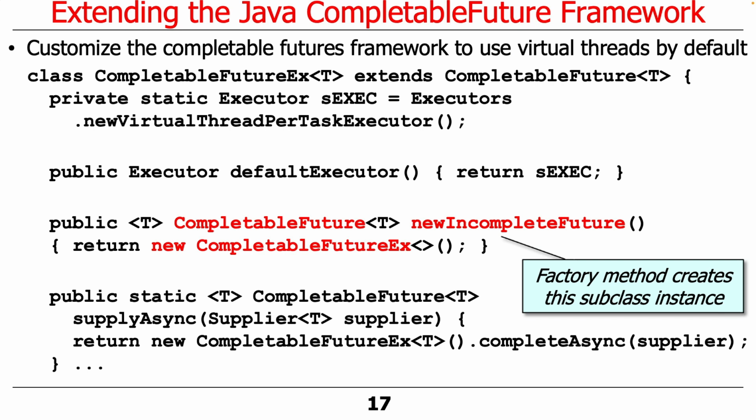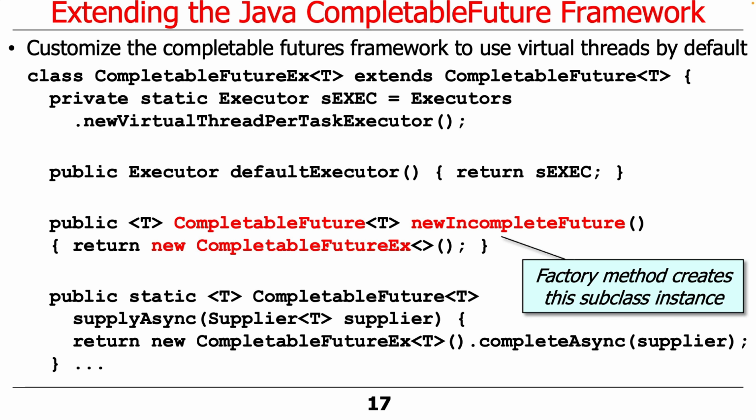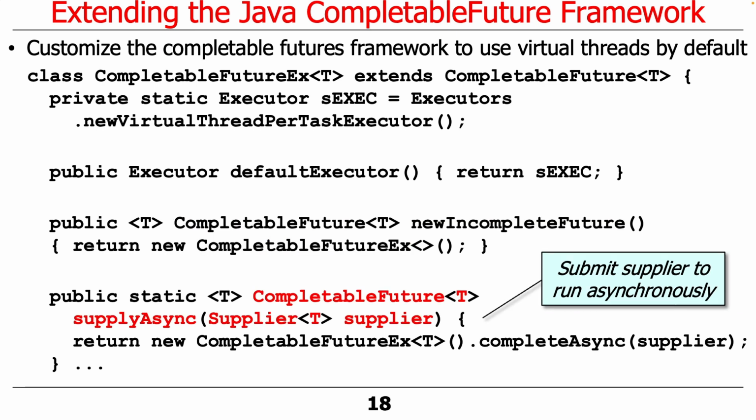We're then going to define the newIncompleteFuture hook method, which we override, and that's going to return a new instance of CompletableFutureEx, which is this class right here, as opposed to CompletableFuture. And then finally, and this is the most interesting method, we're going to override supplyAsync, which is the factory method that's used in order to execute the supplier task asynchronously.